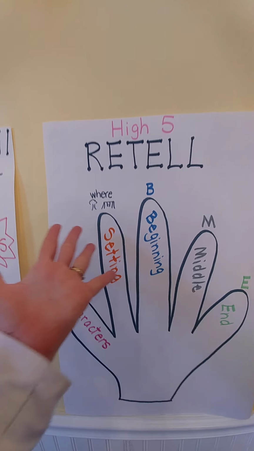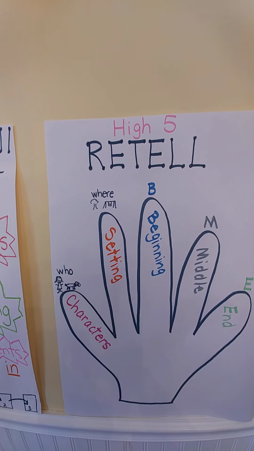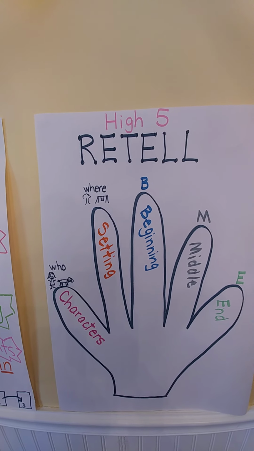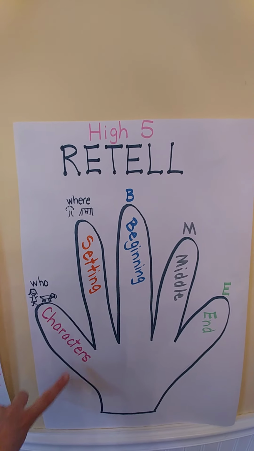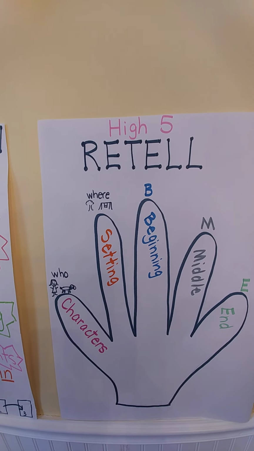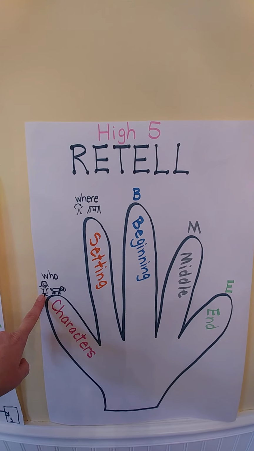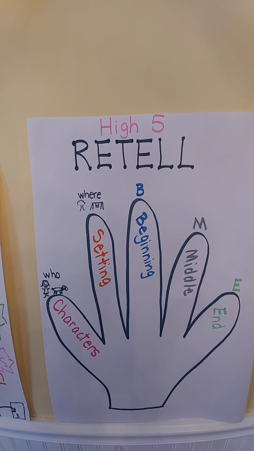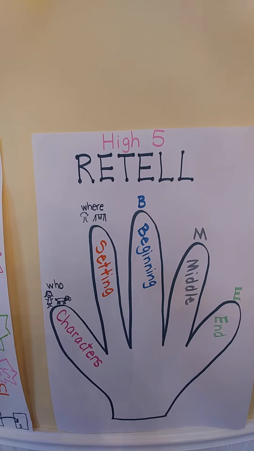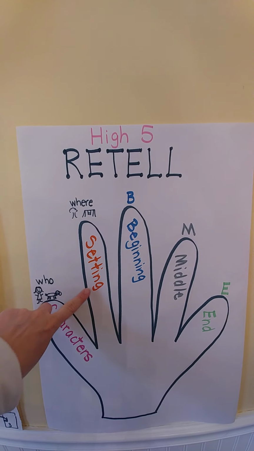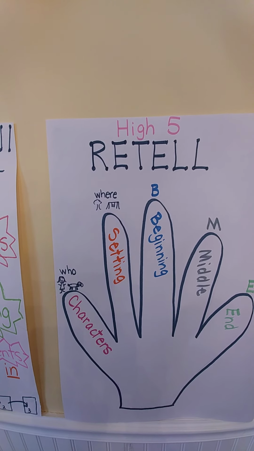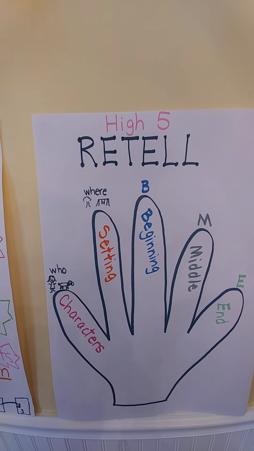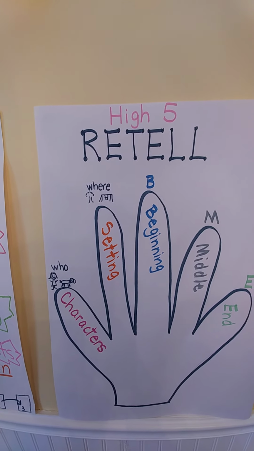All right, friends, so get out your hand and I want you to point to your thumb. Whenever you tell a story, I want you to put up your thumb and I want you to tell who the characters are in the story. Remember, it could be people, it could also be animals. Then put up your next finger, your pointer finger. Boys and girls, when you do that, you will talk about the setting of the story, where the characters were, or maybe even what time of day it was.